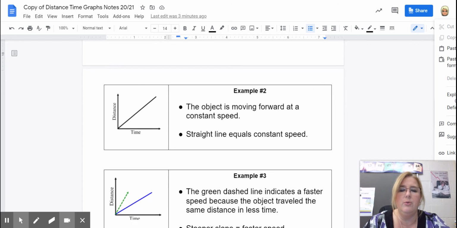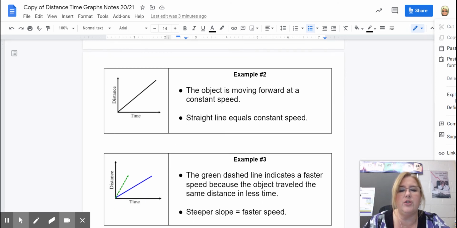Let's look at example 2. In example 2, you just have a straight line. Whenever you have a straight line on a graph, you have a constant. So our object is moving forward at a constant speed. Its distance from the start is increasing. As it's going, your distance values are getting bigger as time goes on. So you're just moving forward at a constant speed. A straight line will equal a constant speed.